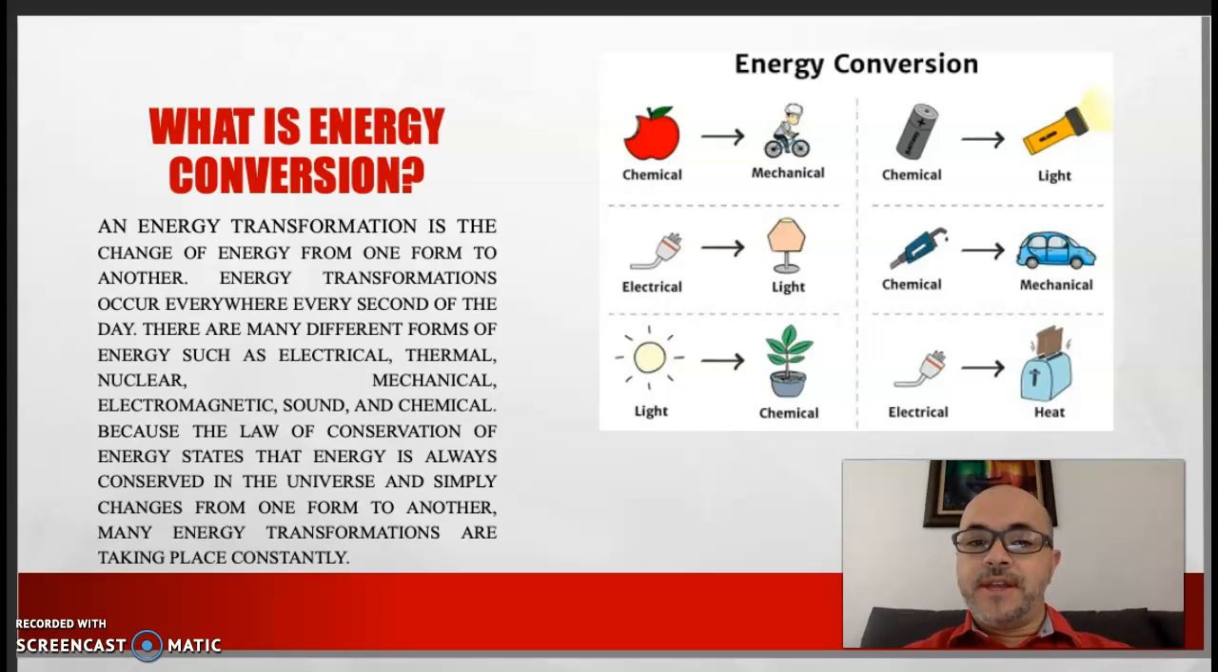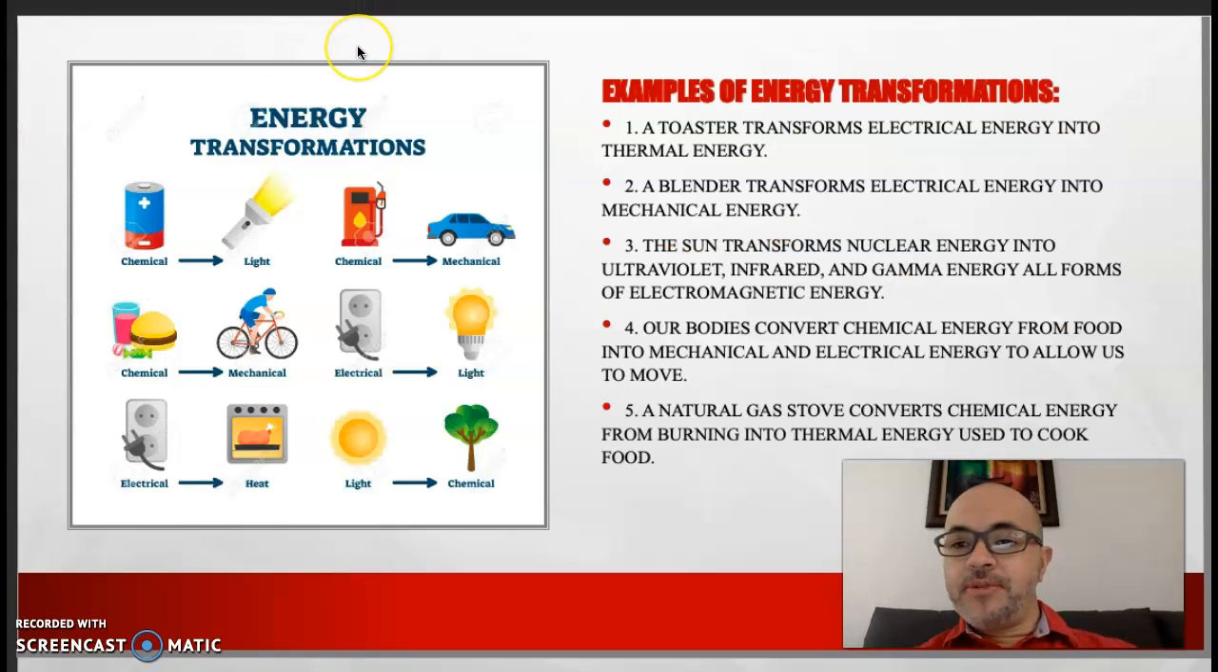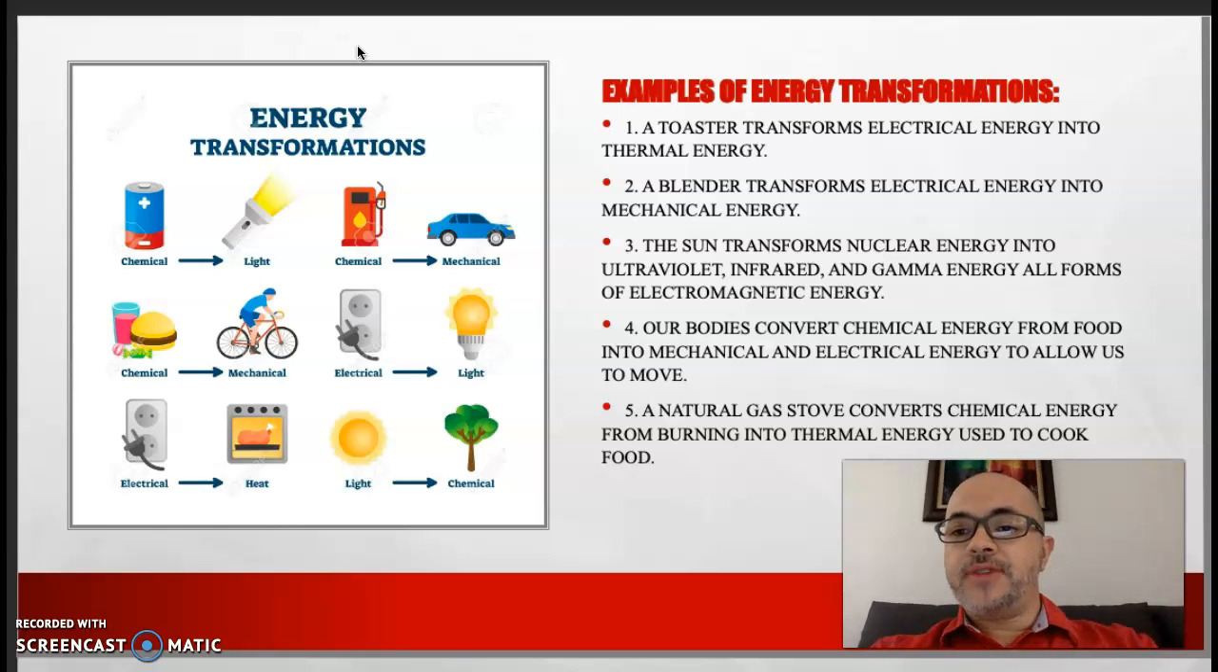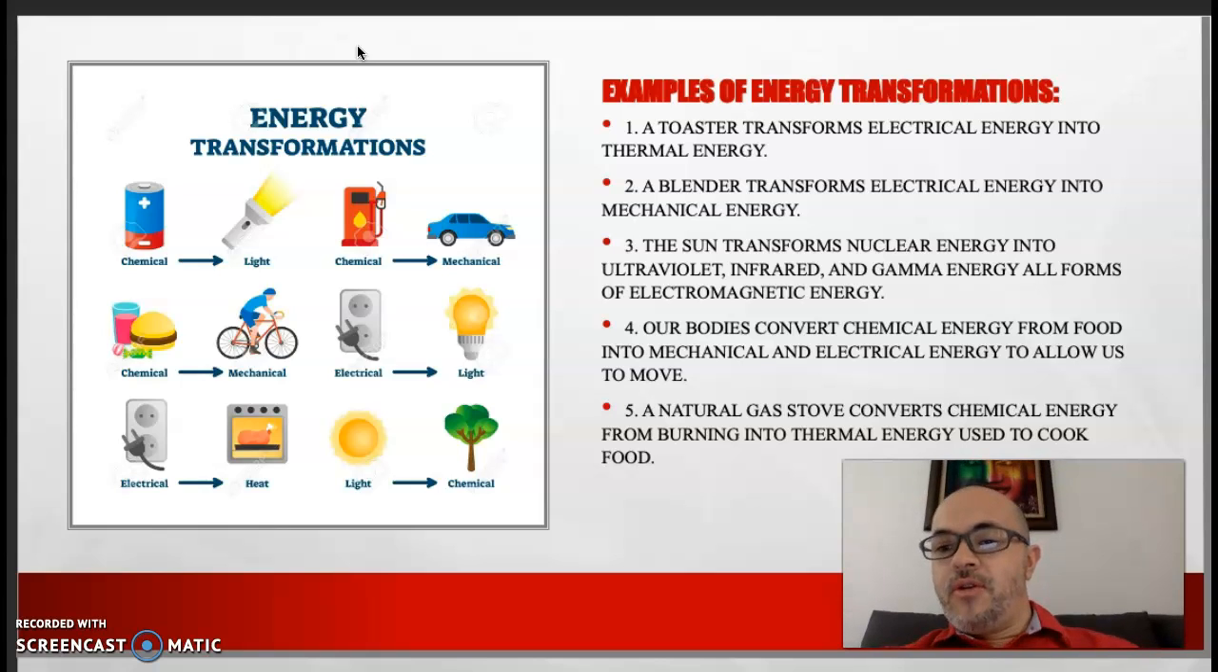So that is energy conversion, transforming energy from one form to another form. We can never destroy energy. Here we have examples of energy transformations. A toaster transforms electrical energy into thermal energy. A blender transforms electrical energy into mechanical energy. The sun transforms nuclear energy into ultraviolet, infrared, or gamma energy, all forms of electromagnetic energy, and so on.